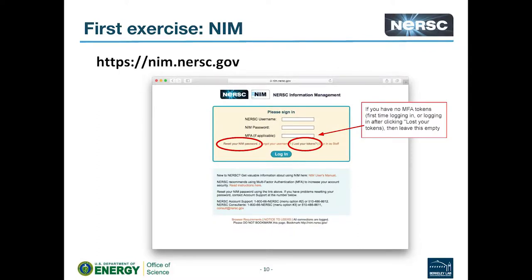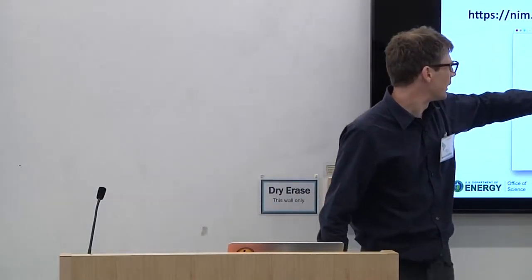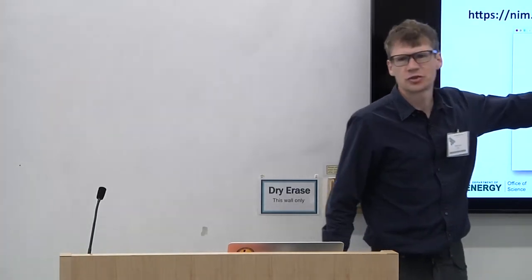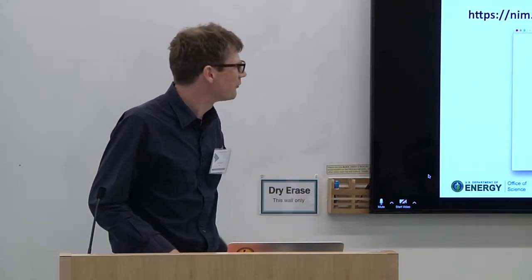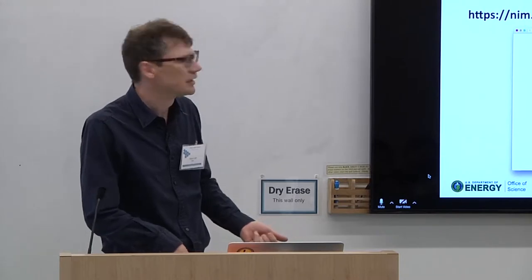Particularly useful ones are reset your NIM password. So you'll need to do that once every 6 months in any case. Forgot your username. Lost your tokens. So if you don't have your phone, for instance, or you've changed phone, something's changed, you can't get in with MFA anymore, you can follow the prompts through the lost your tokens link to get to the next steps for that.